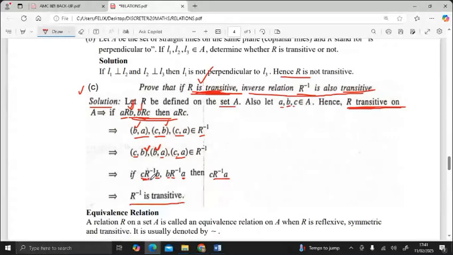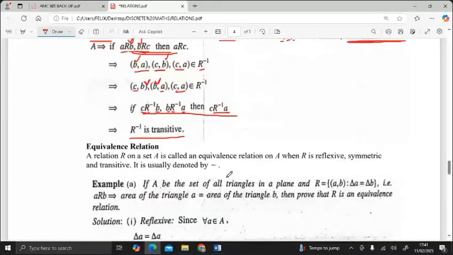If that is the case, then C is R inverse related to A. You can see this, implying therefore that if C is R inverse related to B, and B is R inverse related to A, then C is R inverse related to A. And therefore, R inverse is transitive because this is what satisfies transitivity of a relation.